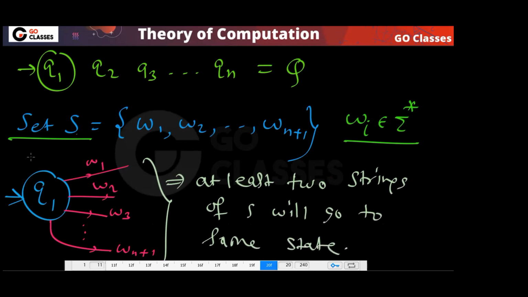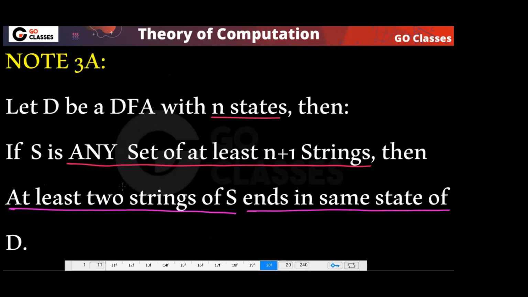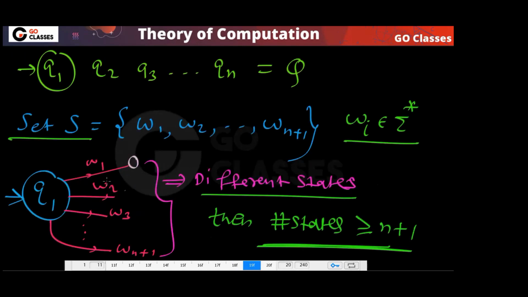Correct? Okay, very simple. I am not saying whether they can be the same or not. For example, you can also go to Q1. I am not saying that these are different from Q1. I am saying all of them are different from each other, going to different states, ending in different states.